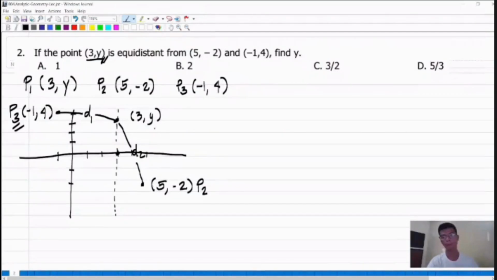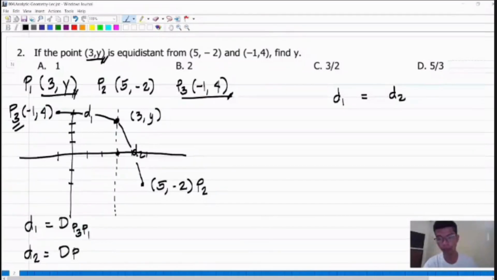So dahil meron tayong equation that the distance number 1 is equal to the distance number 2. So yung dalawang distances na to ay binubuo ng tig-dalawang points, di ba? The distance number 1 is the distance between the point number 3 and the point number 1. So ito yun. The point number 1 is si 3y and the point number 3 is negative 1 and 4. Samantalang ang distance number 2 naman ay yung distance na masusukat natin from the point number 2, ito, papunta din kay point number 1.